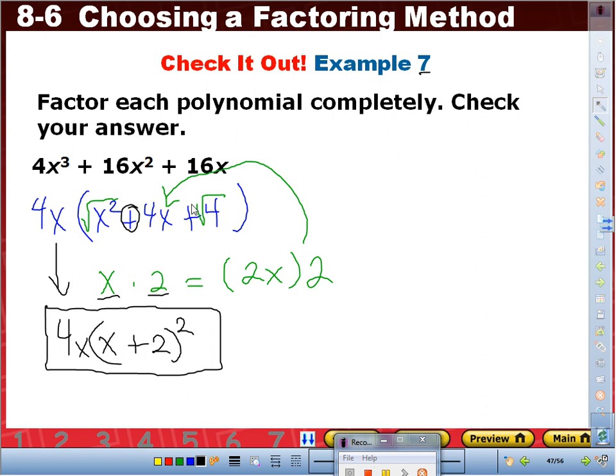Now check this out. For those of you that skipped this step about checking patterns, you probably still got the same answer, but you did the long way. Check this out. What would be the next step if you didn't check a pattern?